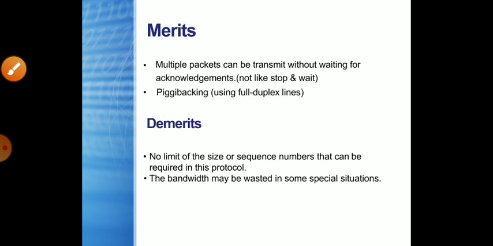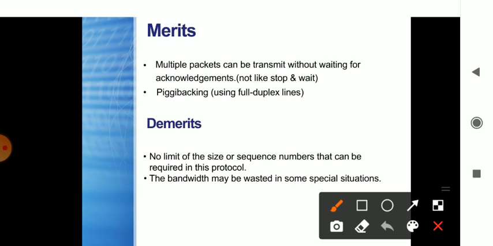Okay, and there are a few merits and demerits. The merit is that multiple packets can be transmitted without waiting for the acknowledgement. It not only supports stop and wait, it supports all the techniques, and it uses the concept of piggybacking. It uses the concept of full duplex lines. It will be using backing up of the information or the packets which are being transferred.